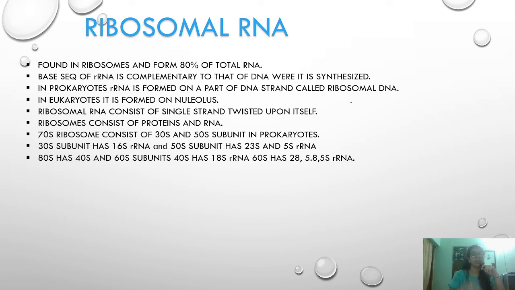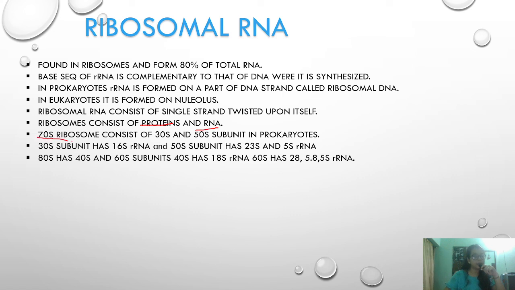Next, the rRNA is single stranded. As you know, RNA is single stranded, so rRNA is obviously single stranded, and in some parts it will be coiled upon itself and some regions will be uncoiled. And as you know, the ribosome consists of two components. One is the proteins, another one is the RNA.